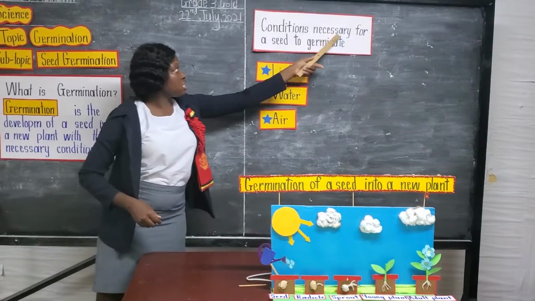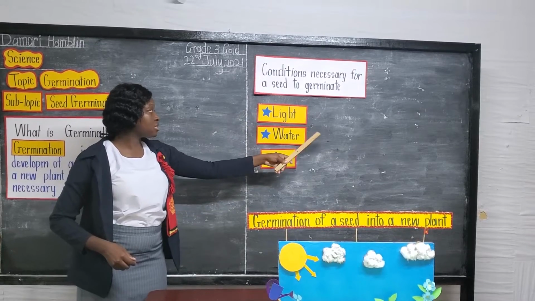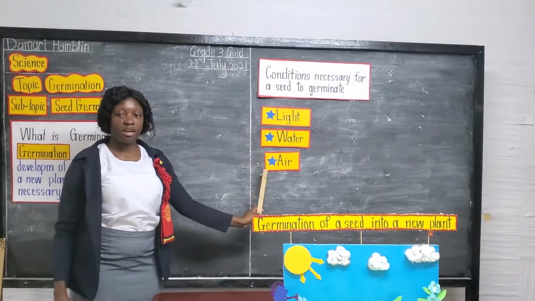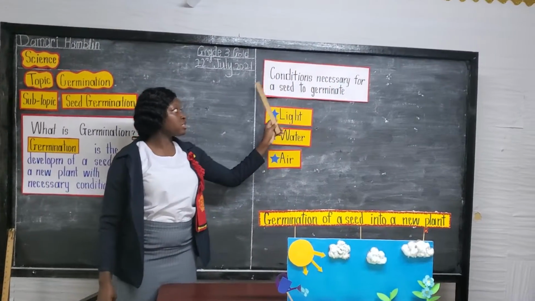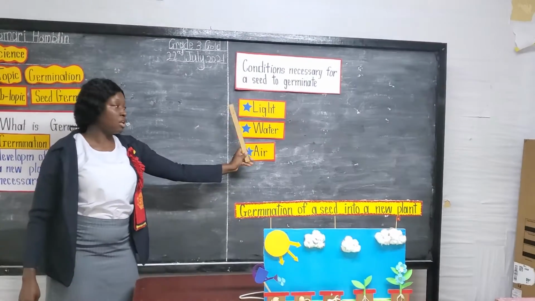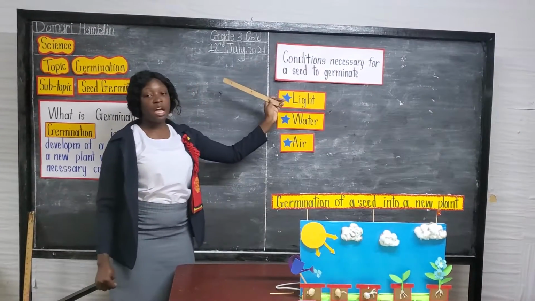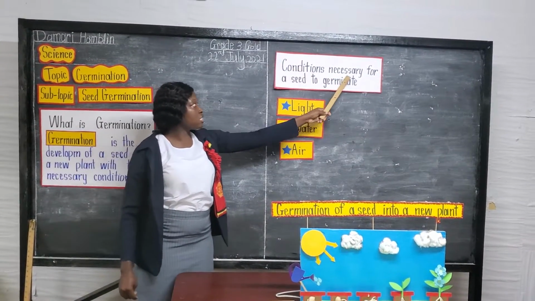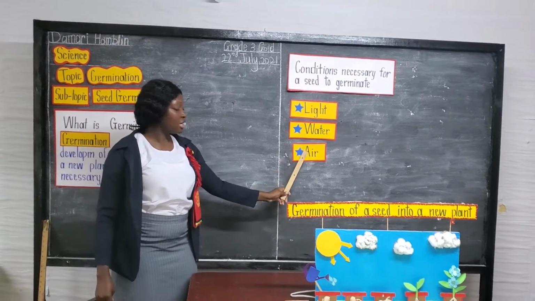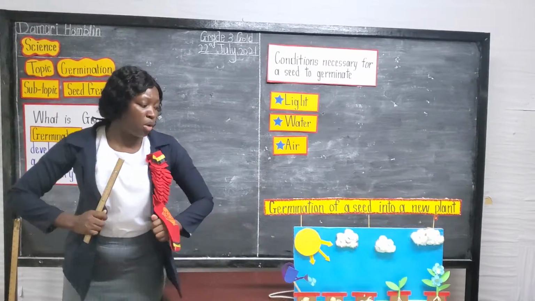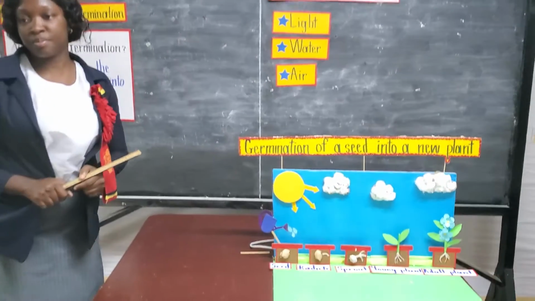The conditions necessary for a seed to germinate are: one, light, water, and air. Let's read together now. The conditions necessary for a seed to germinate are light, water, and air. One more time. The conditions necessary for a seed to germinate are light, water, and air. Great job.